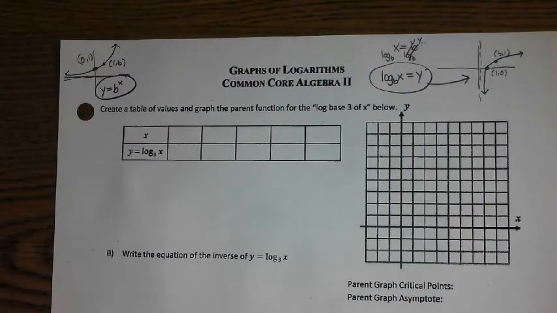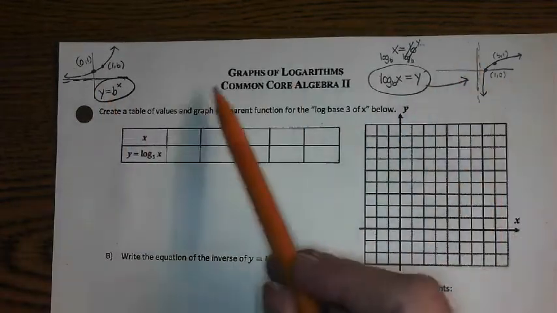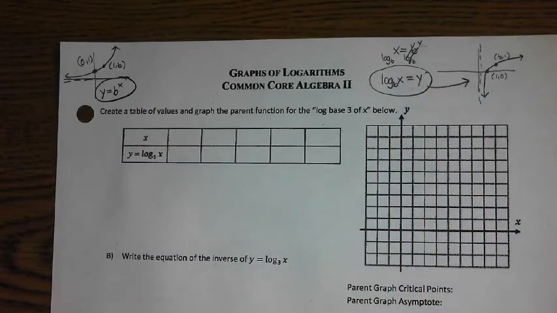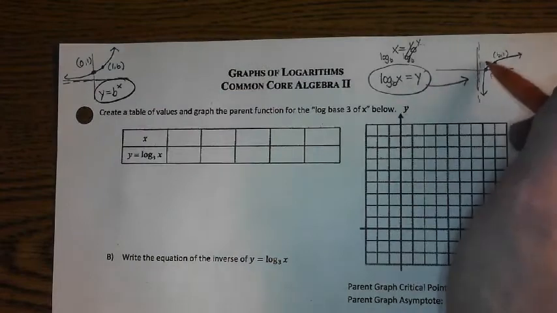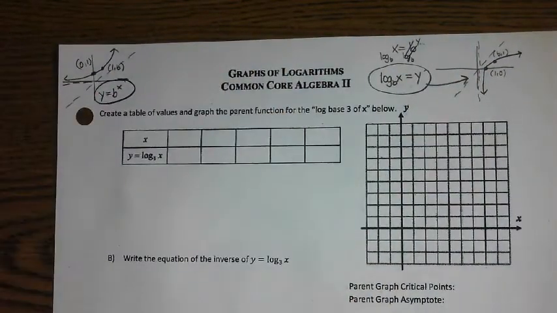So that's all of it in a nutshell. You've got your exponential parent graph, your log parent graph, and when you switch the x's and the y's and solve for y, you can see they're reflections of each other. If we were ever to put them on the same graph, they're reflections of each other over this diagonal. Exponents undo logs, logs undo exponents. They're inverse operations, they're inverse functions, okay?